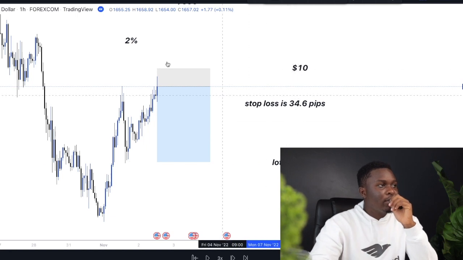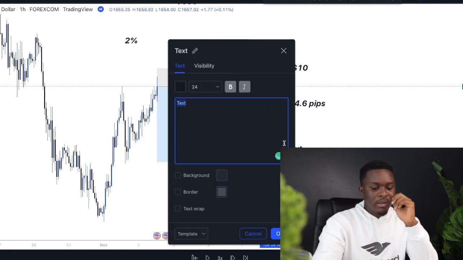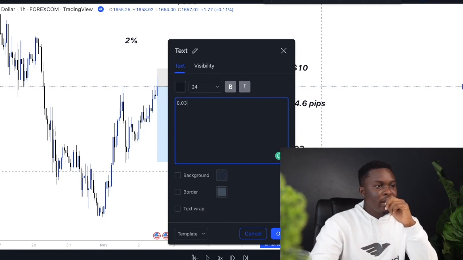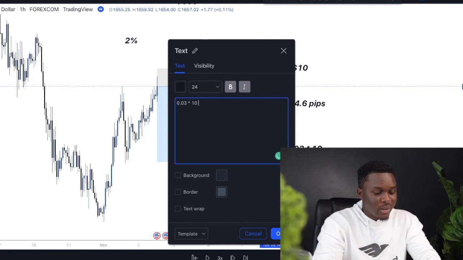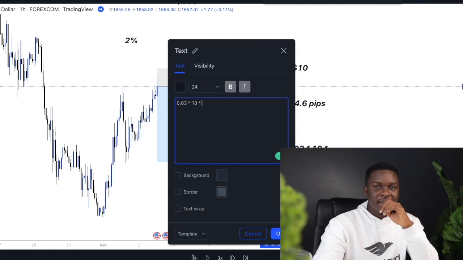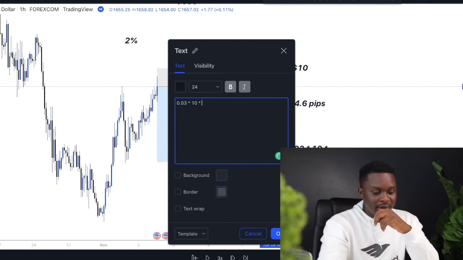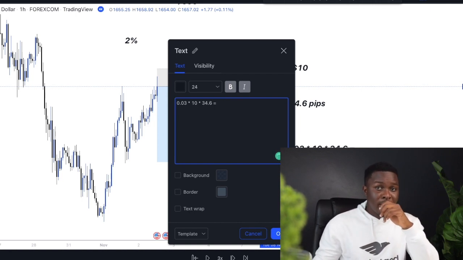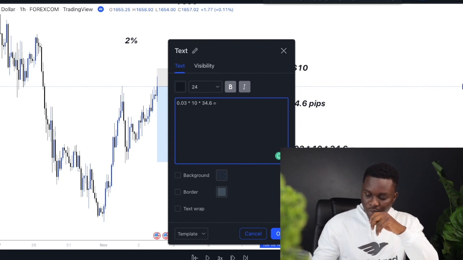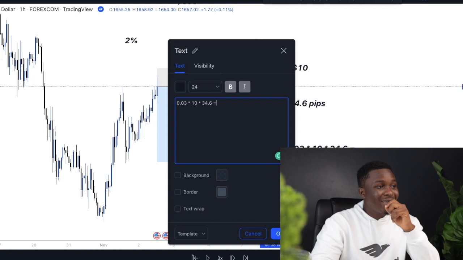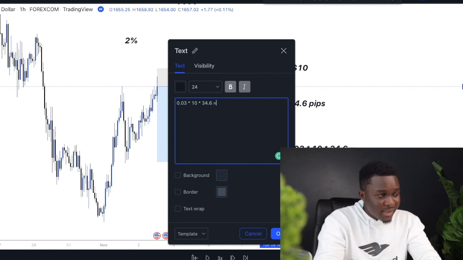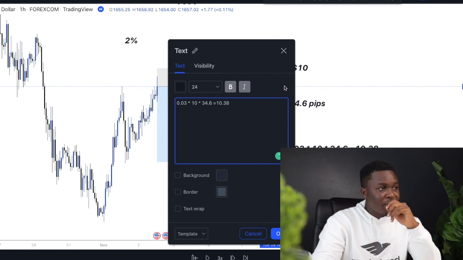So let's say that you decide to use a lot size of 0.03 over here, and then we are going to replace the numbers. So 0.03 times 10, times what is the number of pips? Yes, you should have said it by now. 34.6, right? Now, what is the answer going to be? Again, I'm very bad at my math, so we're going to do it in the calculator. So the answer is going to be 10.38. So this is how much we are going to lose if the trade goes wrong.